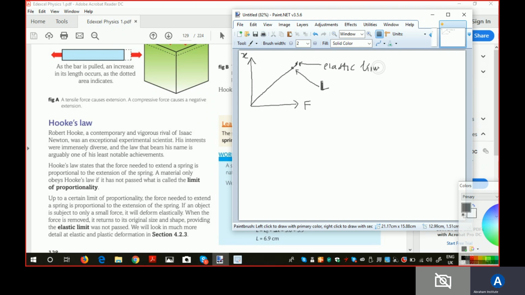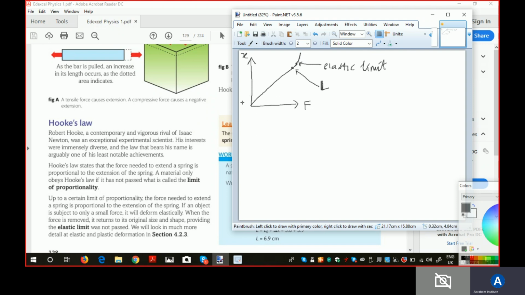Okay, and let's say this is called the elastic limit. So what is the elastic limit? A material returns to its original shape when the deforming force is removed if the material has not exceeded the elastic limit. If the material exceeds the elastic limit, then once the deforming force is removed, it will not return to its original shape. So let's say a force is applied so that the material is extended beyond its elastic limit. Then once you remove the deforming force, the material will not return to its original shape.